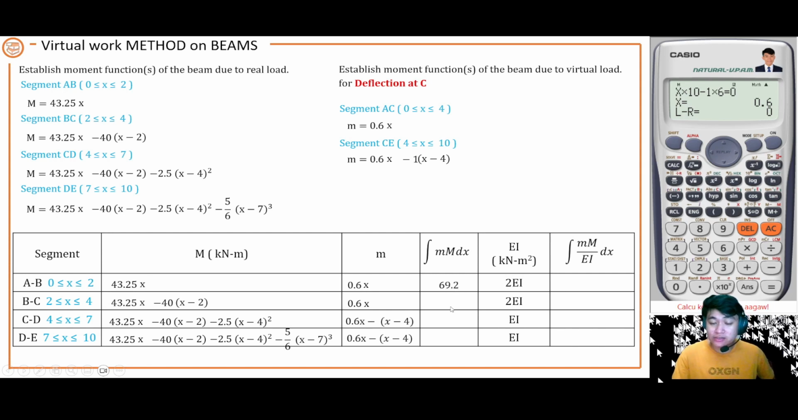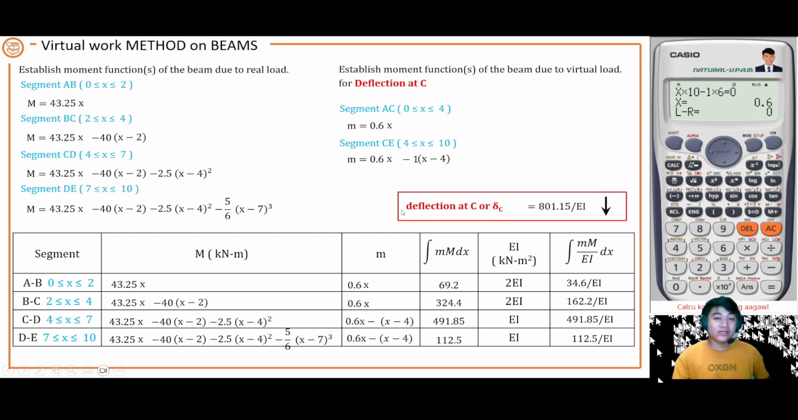So the value here is 69.2 for this one, 324.4. Then 491.85, 112.5. And then divide by 2, divide by EI. So we get the sum of this. That is positive, meaning we are correct in assuming that the deflection at point C is downward. So that is your answer for the deflection at C.